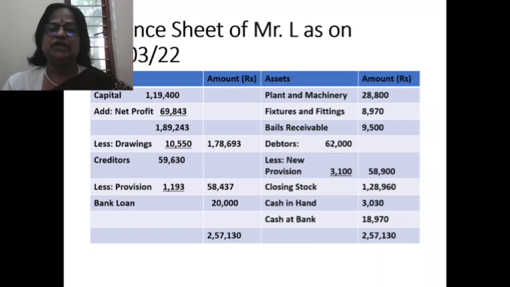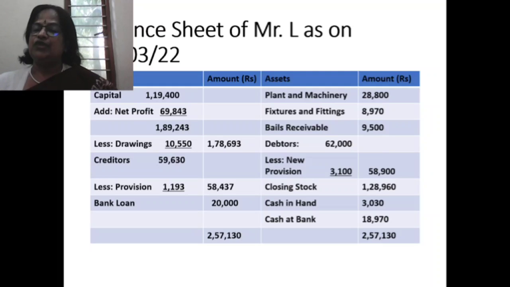Now balance sheet of Mr. L as on 31/3/22. Capital 1,19,400. Add net profit 69,843. Then when you add, you will get 1,89,243. Less drawings 10,550. So in the outer column 1,78,693. Creditors value 59,630 in the inner column. Less provision 1,193. So you are getting 58,437. Bank loan 20,000.